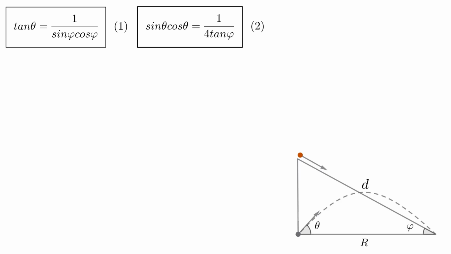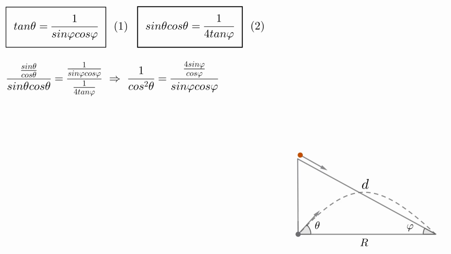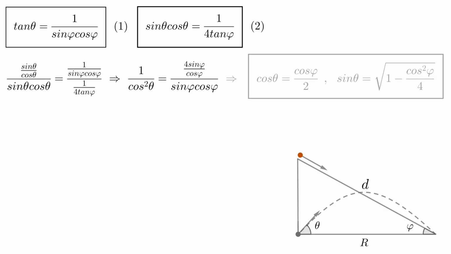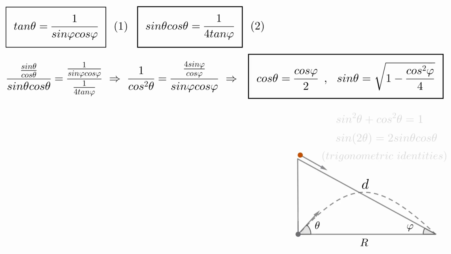One such way is to divide the first equation by the second equation, and we get this expression here. And we do the calculations and all the algebraic manipulations, as we always do, and we end up with cosine of theta equals cosine of phi over 2. And using this identity here, we get sine of theta equals the square root of 1 minus cosine squared of phi over 4.